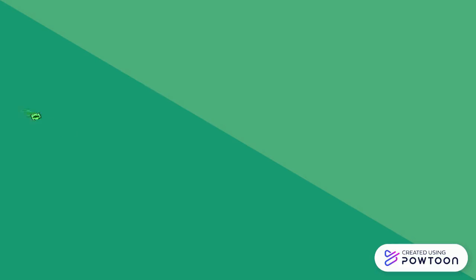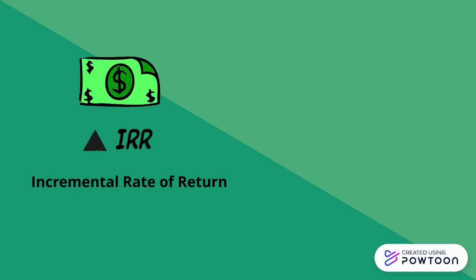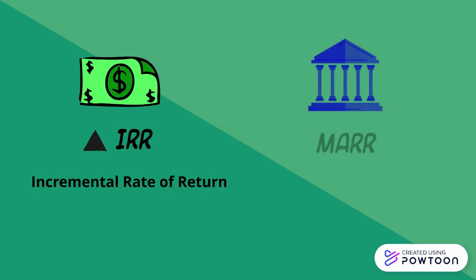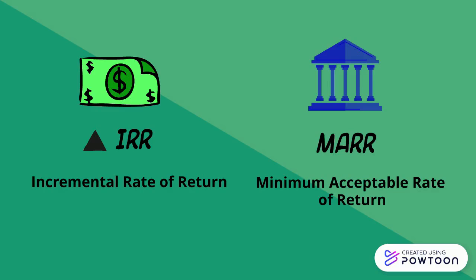Well, the first thing we need to do is to determine the IRR, which is the incremental rate of return, and compare it with the MARR, the minimum acceptable rate of return. We will compare between the IRR and the MARR to make our decision.